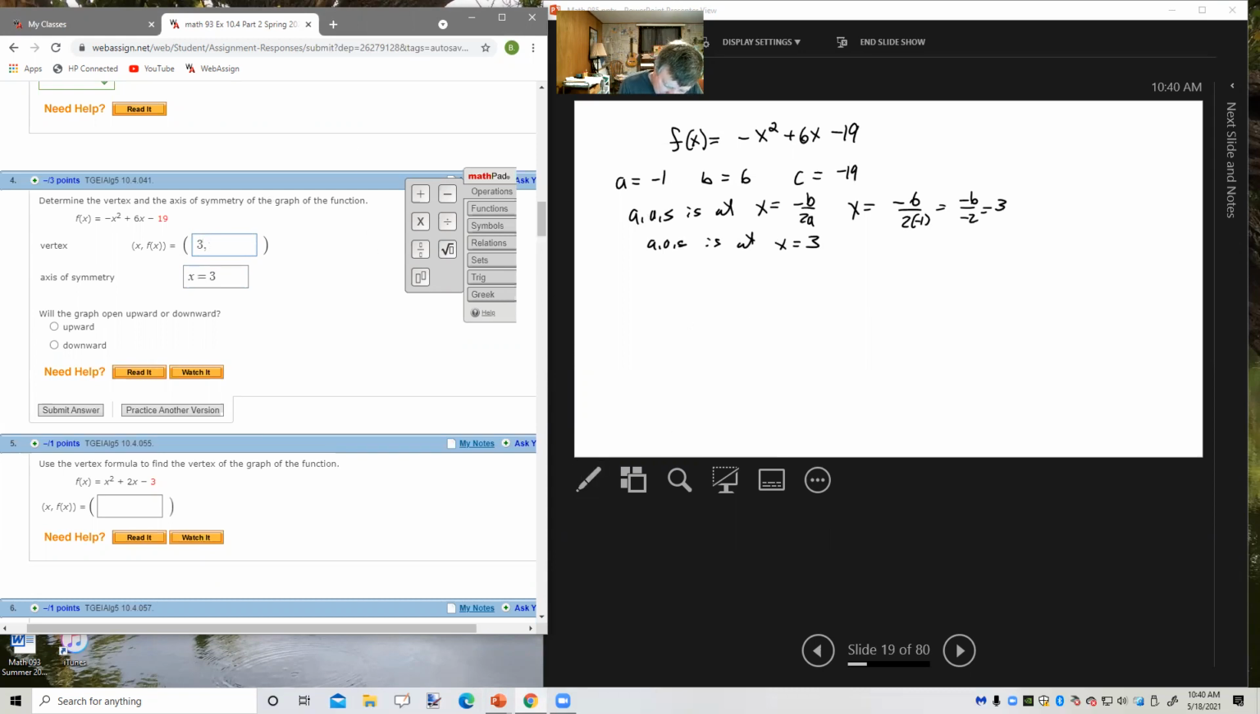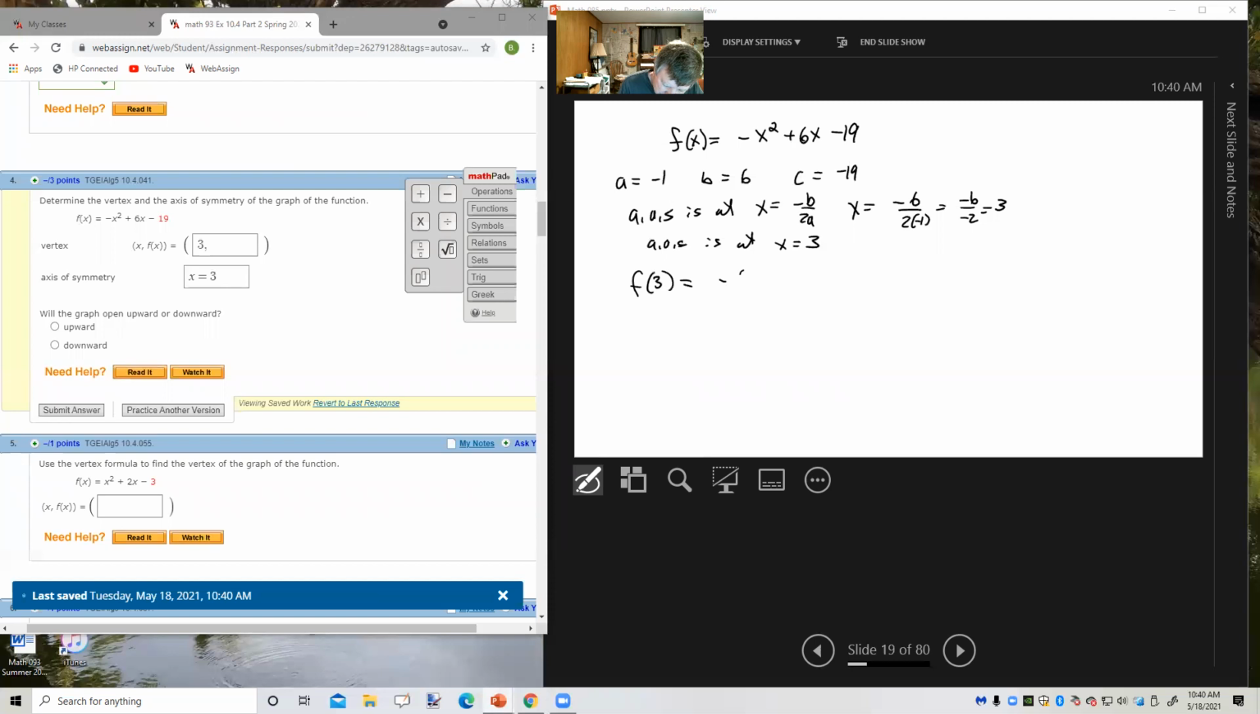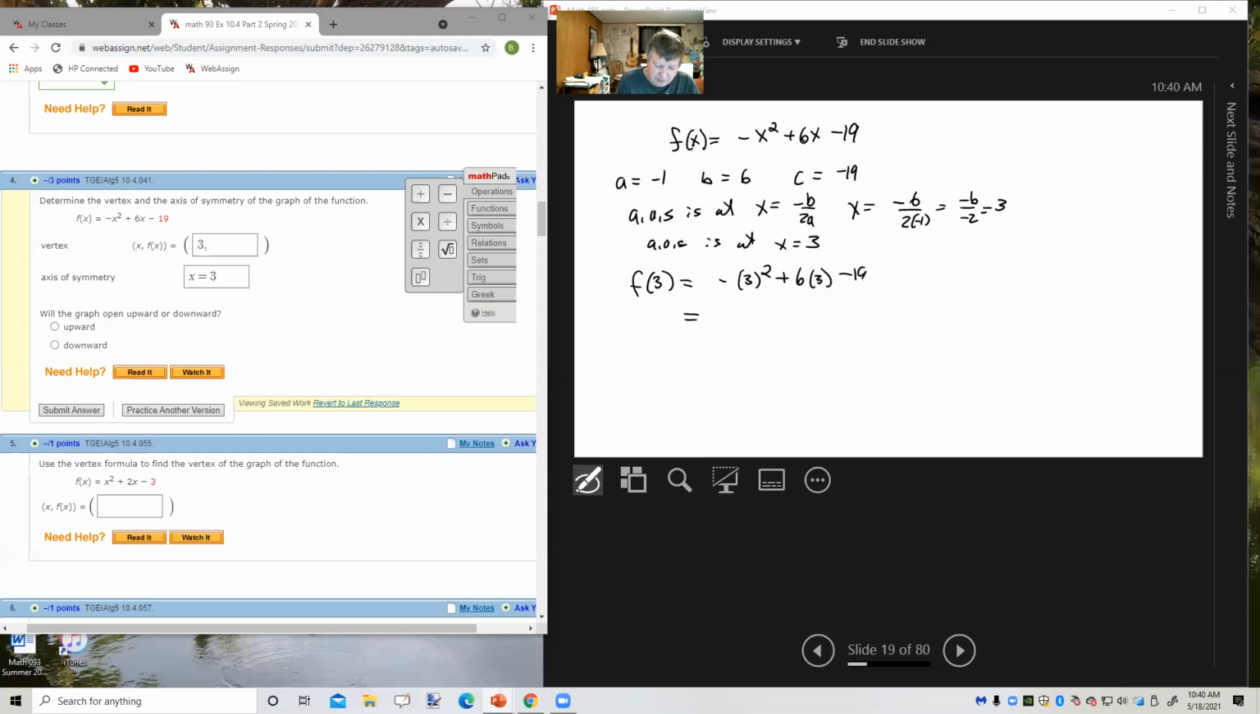So now we're going to say f of 3 is negative the quantity 3 squared plus 6 times 3 minus 19. Order of operations, we do the exponent first, so we get 9, but then it's negative 9 plus 18 minus 19. And that is what? -10, I believe? Yeah. So the vertex is at 3, -10. So we'll come back over here and put in -10.